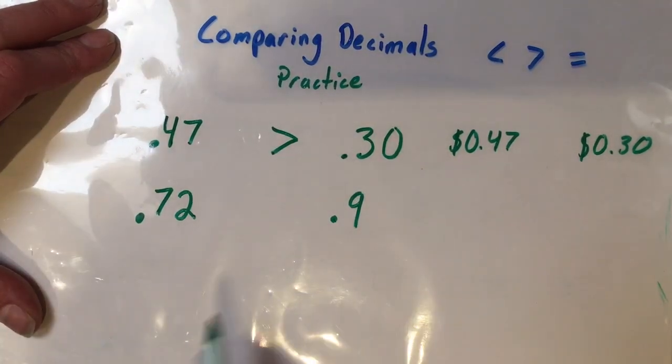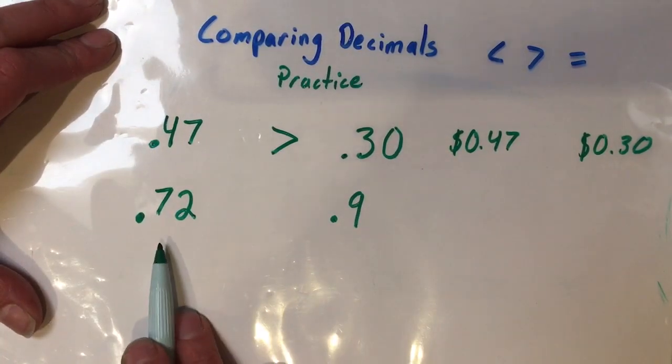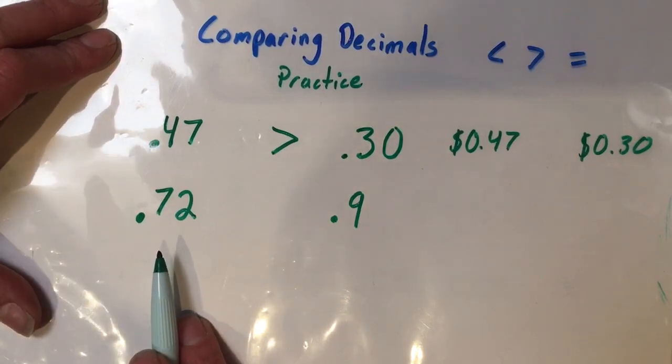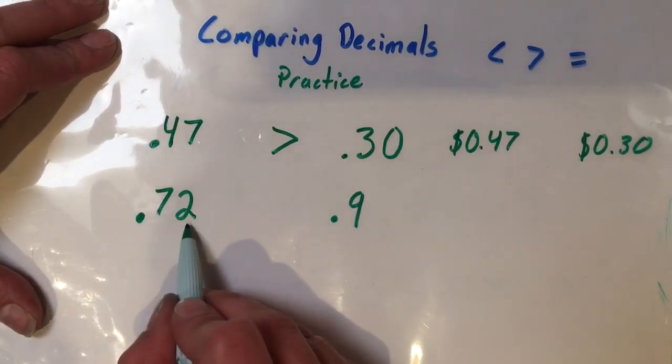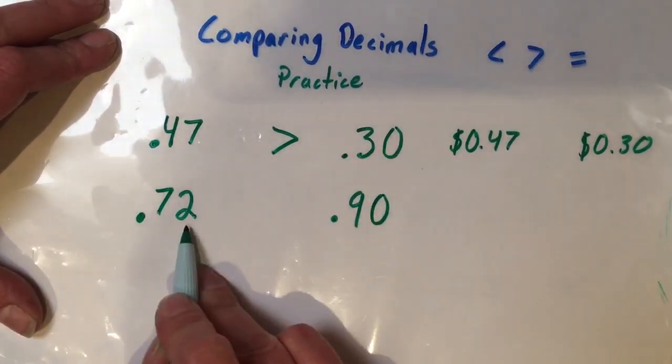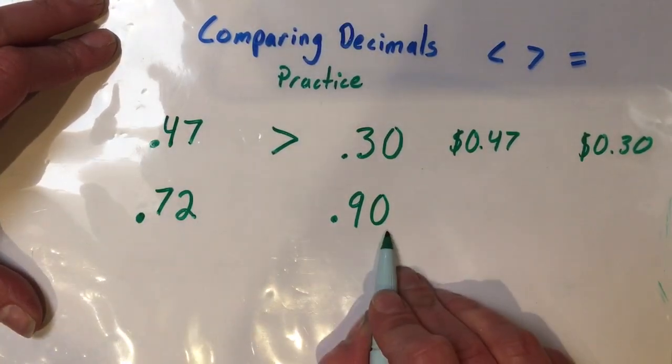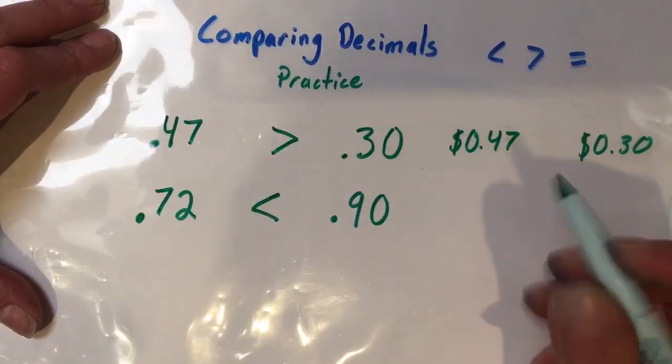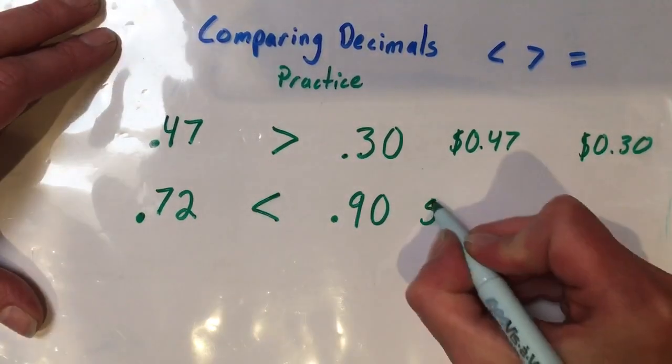All right, if you said 72 hundredths was greater, well, then I tricked you. Because if I go here and I have 2 digits, here I have to add another digit. 72 hundredths versus 90 hundredths. 90 is larger.